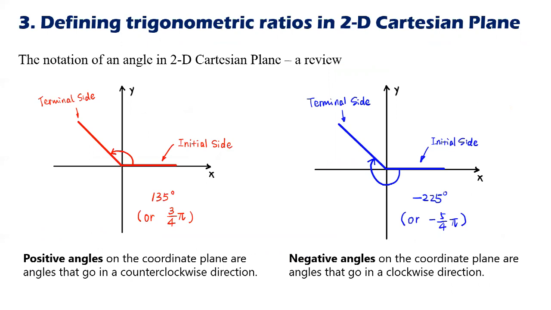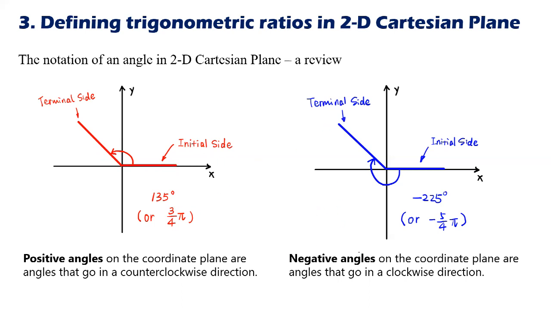Okay, so next, let's expand this concept a little further, which is that now we can define the trigonometric ratios in a 2D Cartesian plane. So first, before we proceed to the definition in the 2D Cartesian plane, let's review the notation of angle in the 2D Cartesian plane. So in a 2D Cartesian plane, we can have a positive angle or a negative angle, right? Positive angles on the coordinate plane are angles that go in the counterclockwise direction. So for example, here, this is the initial side, which is usually on the positive side of the x-axis, right? And this is the terminal side. If this angle turns counterclockwise, then it is a positive angle. For example, the angle here is 135 degrees, or 3/4 pi.